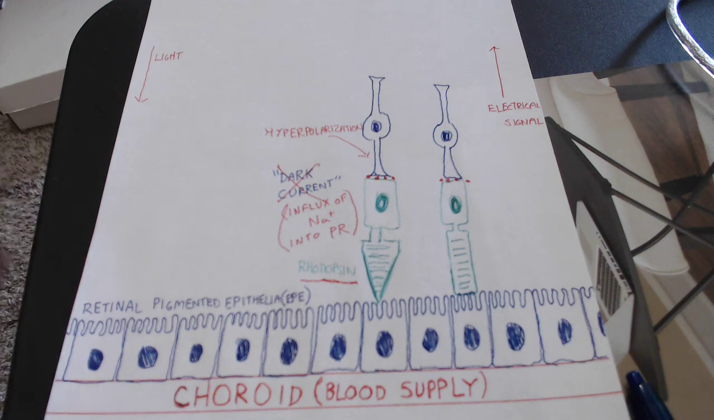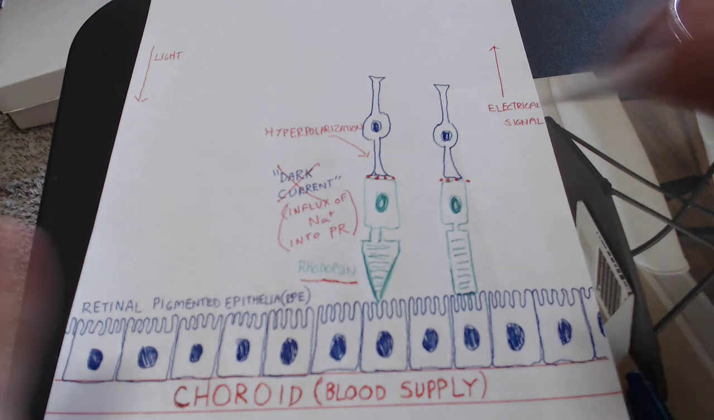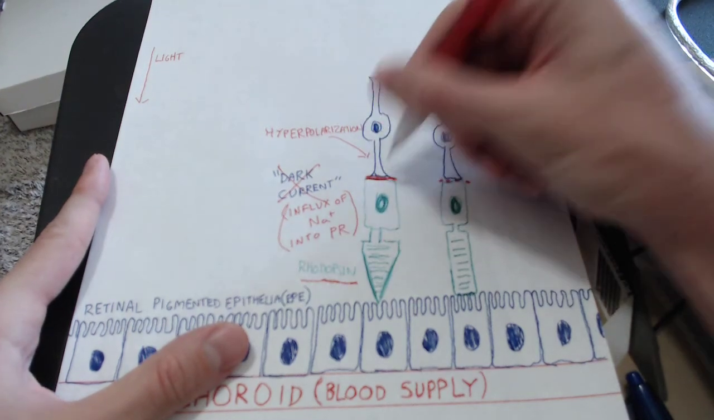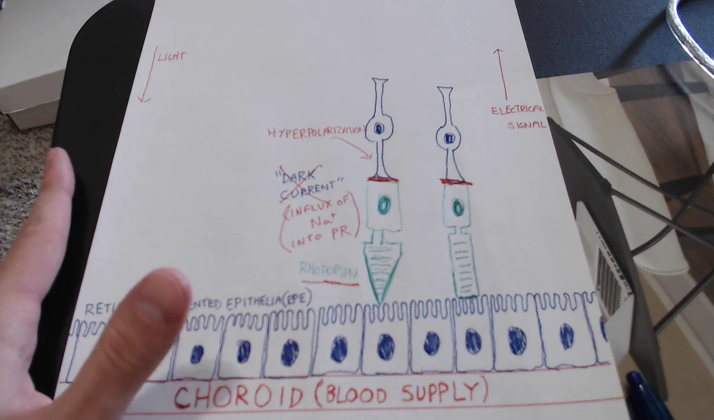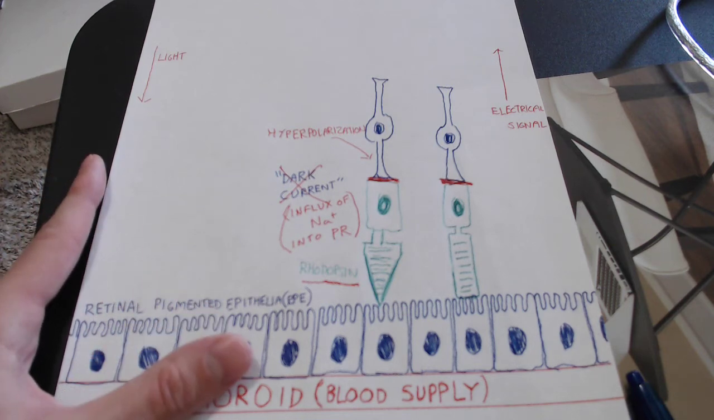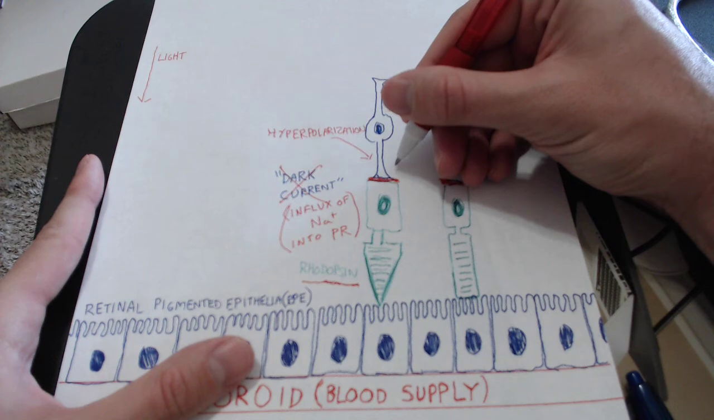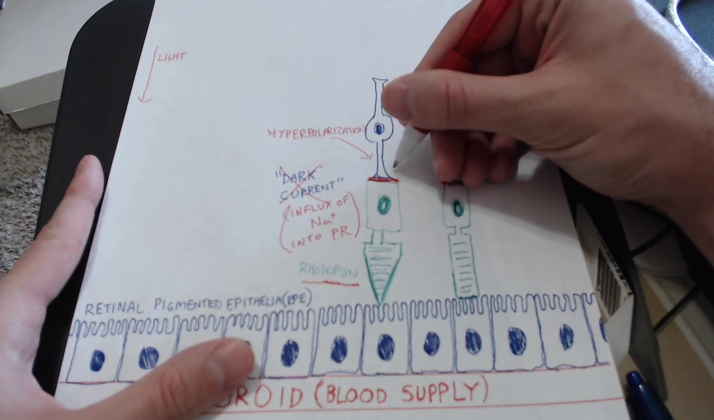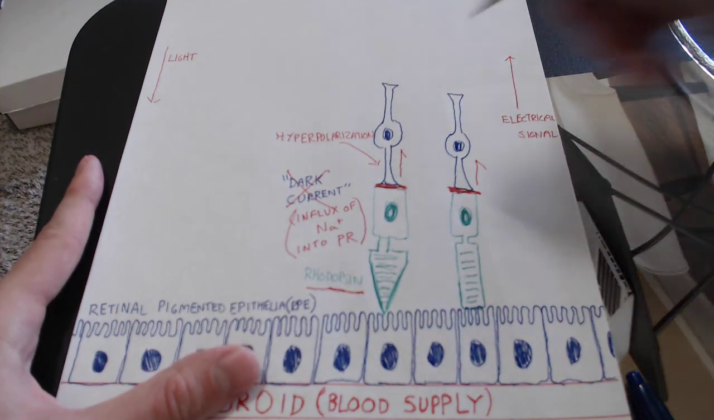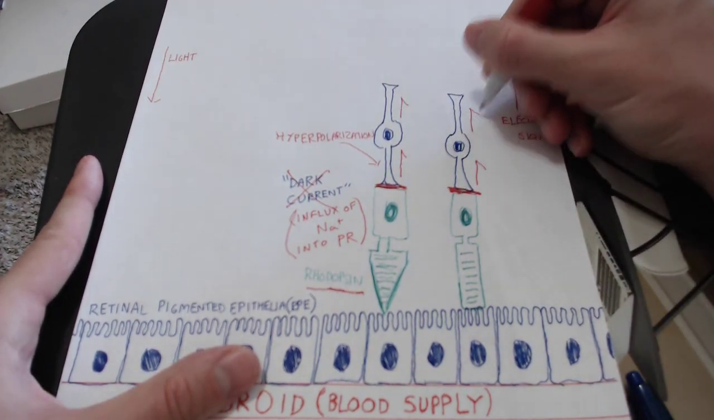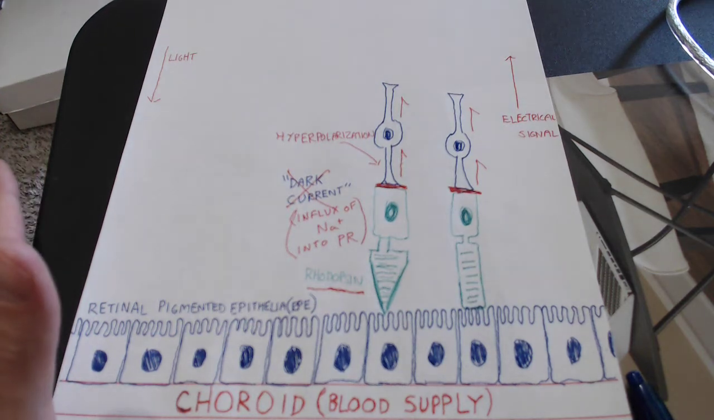Without going into too much detail, we activate a second messenger pathway that closes those sodium channels so that the photoreceptor goes back to its resting membrane potential, and we stop releasing those naughty inhibitory neurotransmitters. So without those inhibitory neurotransmitters, now we depolarize these bipolar cells, and we are now going to fire action potentials in them. So we fire action potentials when light actually strikes the retina.